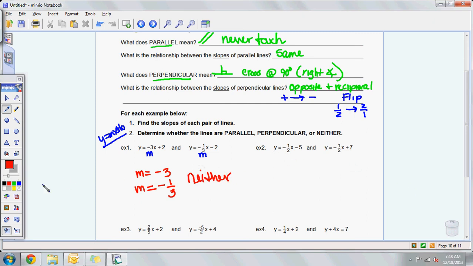Let's look at these. So right away they're in slope-intercept form. So I'm going to point out what my slope is in each. So the slope of the first line is -1/2, and the slope of the second line is -1/2. All right, so let's ask ourselves some questions here. Are the slopes the same? Are they exactly the same? -1/2, -1/2? Yes, they are. So these two lines are parallel, and they're never going to meet. Same slopes.